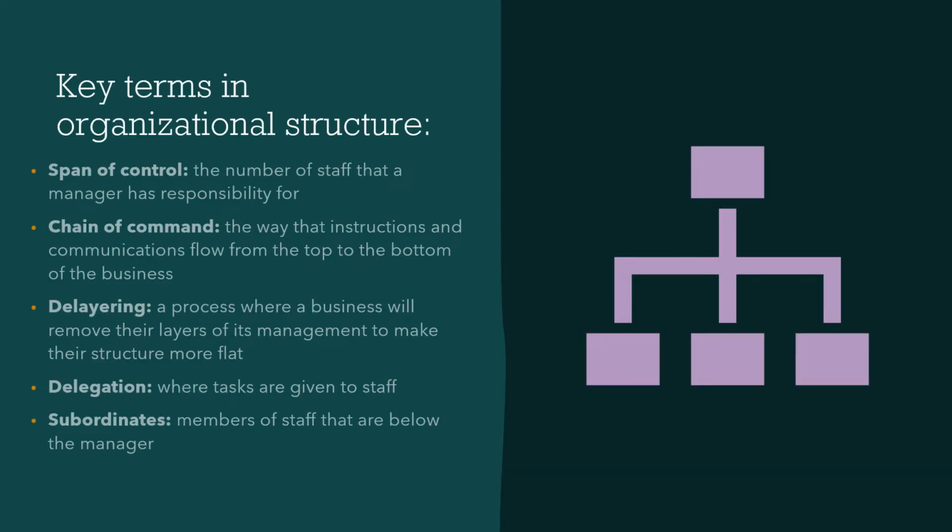Now, here are some key terms in relation to organizational structures. Span of control is the number of staff that the manager will have responsibility for. Chain of command is the way that the instructions and communications will flow from top to bottom of the business. Delayering is a process where a business will remove the layers of its management to make their structure more flat. Delegation is where tasks are given to staff, and subordinates are the members of staff that are below the manager.